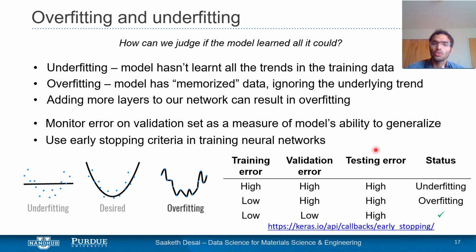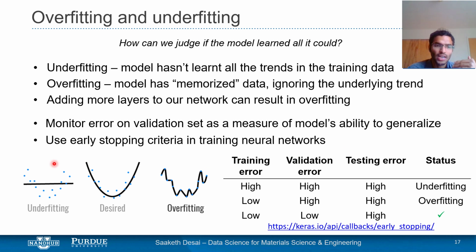The last thing that we need to understand before we go off and create our own neural networks for a wide variety of applications is to understand how we can determine if our neural network, or if our model in general, has learned all that it could.